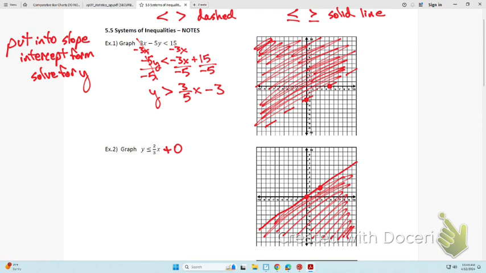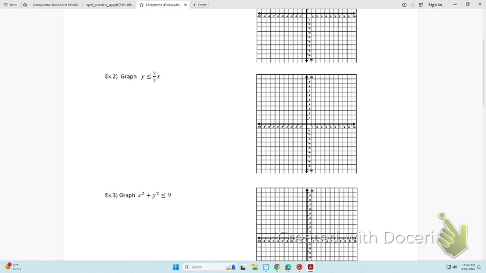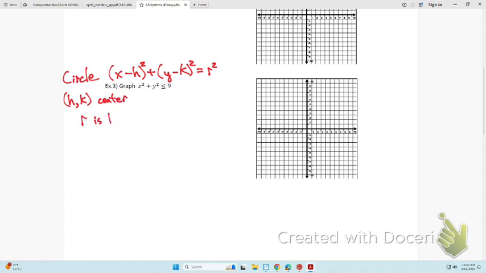All right, let's try number 3. On number 3, we have a totally different type of graph. Since they're both squared, this makes a circle. And a circle has this formula. The H and the K are the center. And just R is the radius.